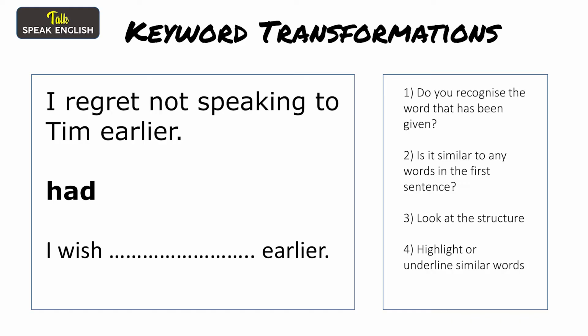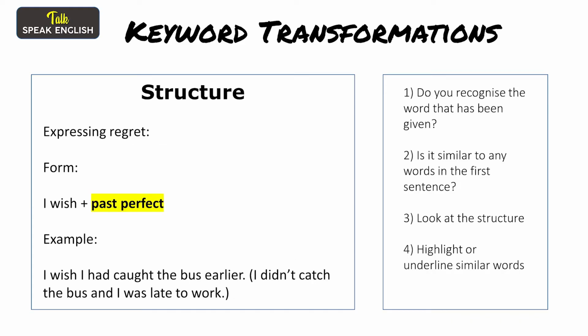We need to talk more about the structure. If we look at the structure, it might help us a little further. Talking about regrets is something that at B2 level you should be familiar with. Here's the structure for expressing regret. And the phrase that we have in the second sentence, "I wish", can often be used with the past perfect. For example, "I wish I had caught the bus earlier."